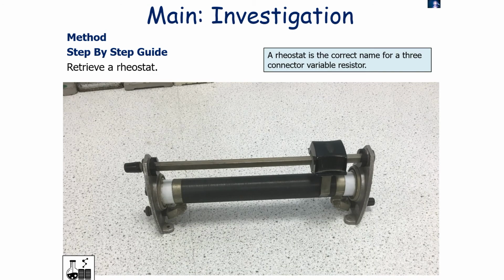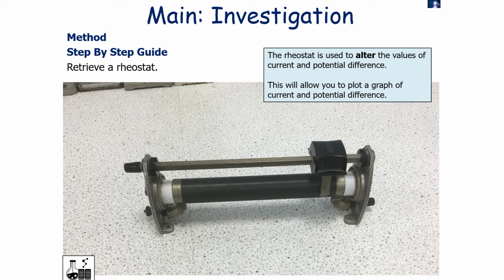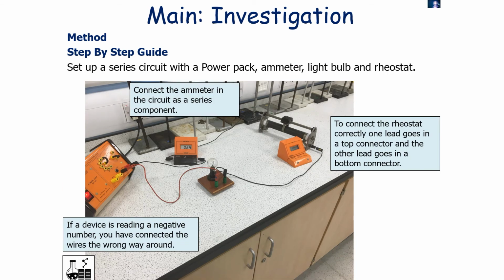You will also retrieve a rheostat, which is the correct name for a 3-connector variable resistor. Now the rheostat is used to alter the values of current and potential difference, as this will allow you to plot a graph of current and potential difference. So you'd set up the series circuit with the power pack, ammeter, light bulb and rheostat in a series circuit.